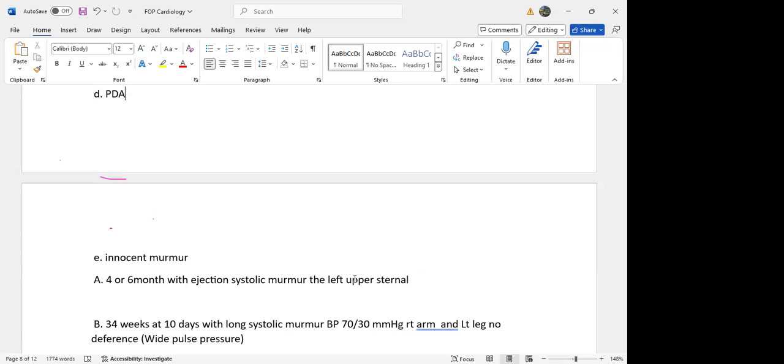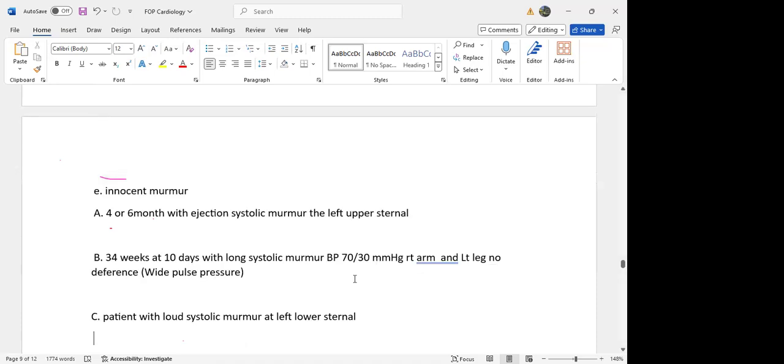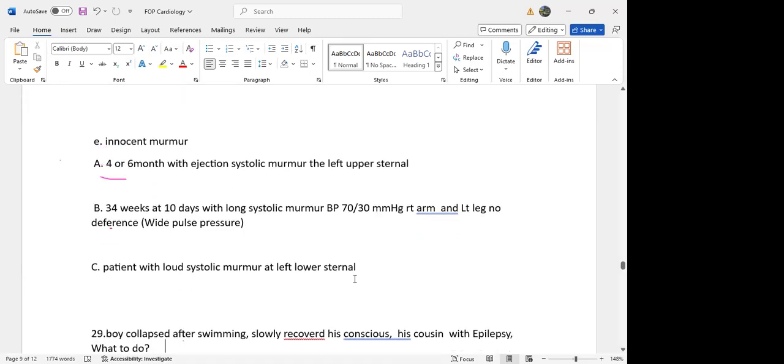34 weeks, 10 days old, with long systolic murmur. I've already told you, if the word long is there and preterm is there, then most likely this is PDA. Patient with loud systolic murmur at the left lower sternal edge: left lower, loud systolic, this is VSD.